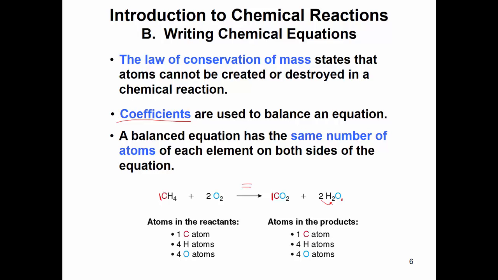You're going to learn how to balance these later, but this is the basics behind a chemical reaction. We have reactants, bonds break, and new bonds form to form products. And we have the same number of atoms on each side of the equation.